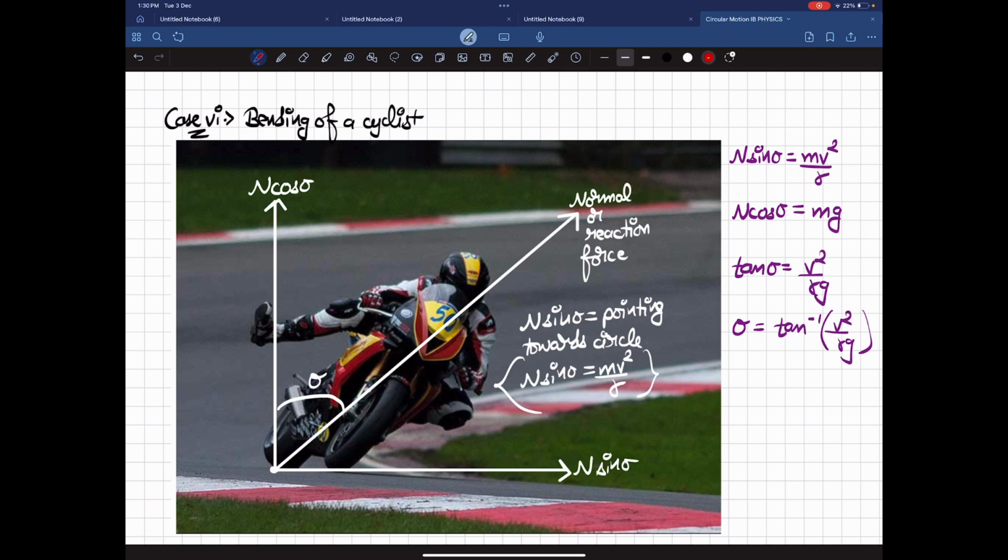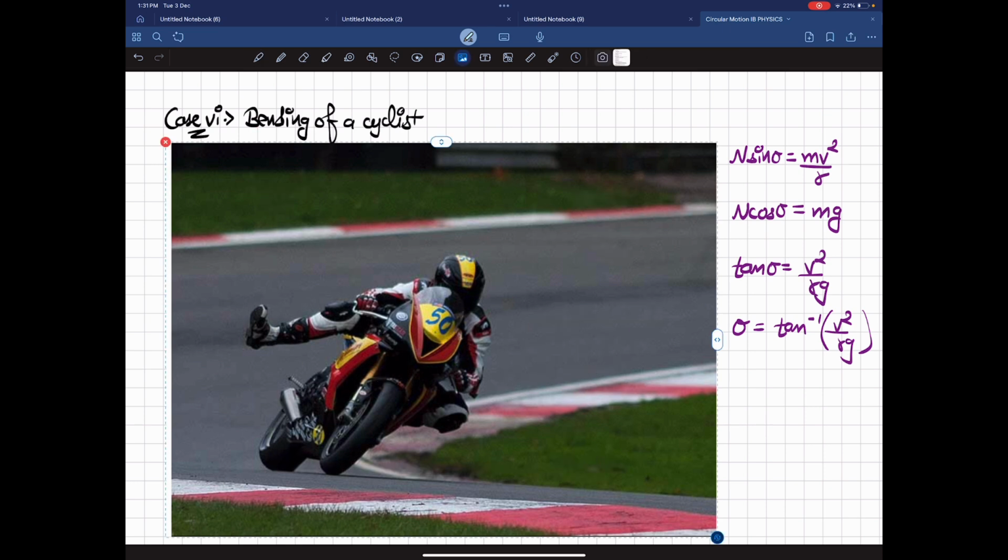Alright, now our favorite case, bending of a cyclist or a rider on a road. You have always seen this when you are watching the MotoGP, let's say. When they are taking a sharp circular turn and they're at very high speed, they will have to bend. If they do not bend, the bike will go out of the circle and accidents will happen, which we never want to happen. Alright? Now, bending of a cyclist, see.